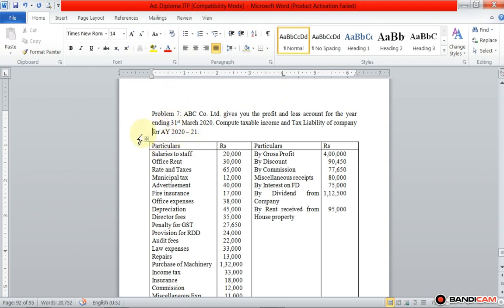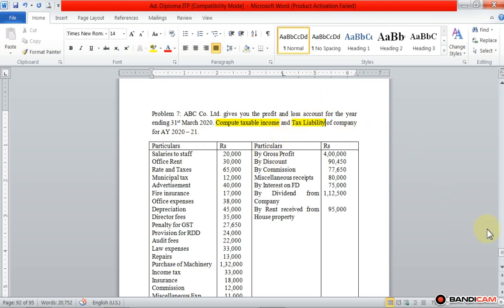So here, problem number 7: ABC Company Limited gives you the profit and loss account for the year ended 31st March 2020. Compute taxable income and tax liability of the company for assessment year 2020-21. So here we have to compute the taxable income as well as the tax liability of the company for assessment year 2020-21.